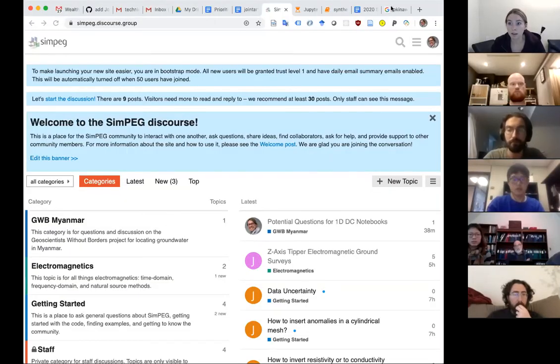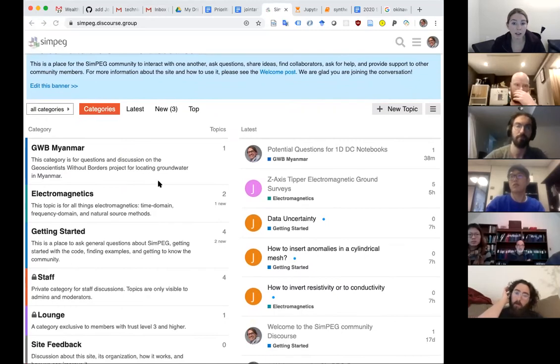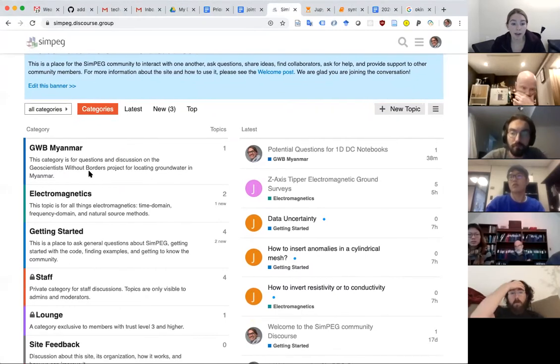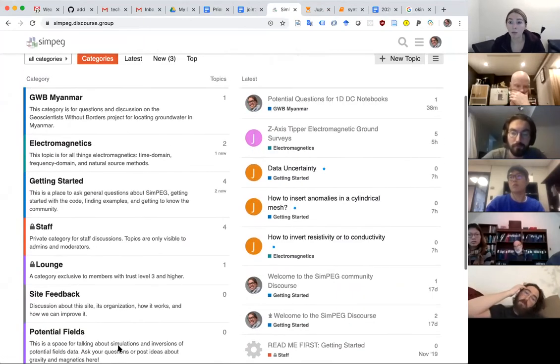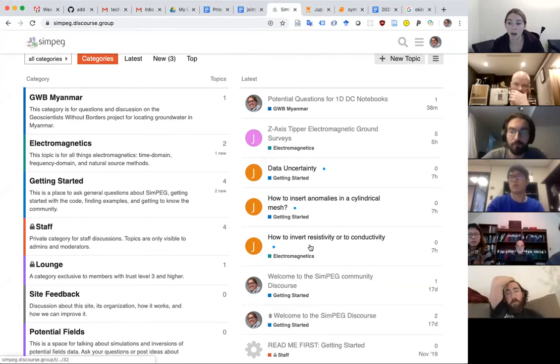So this is what it looks like now. Before we had squares for each of these topics, but now what we have is basically the categories. So you can still see each of the categories that we have, but then on the right is the latest topics. And so it's easy to sort of see which questions have just been asked and where there's activity versus not.